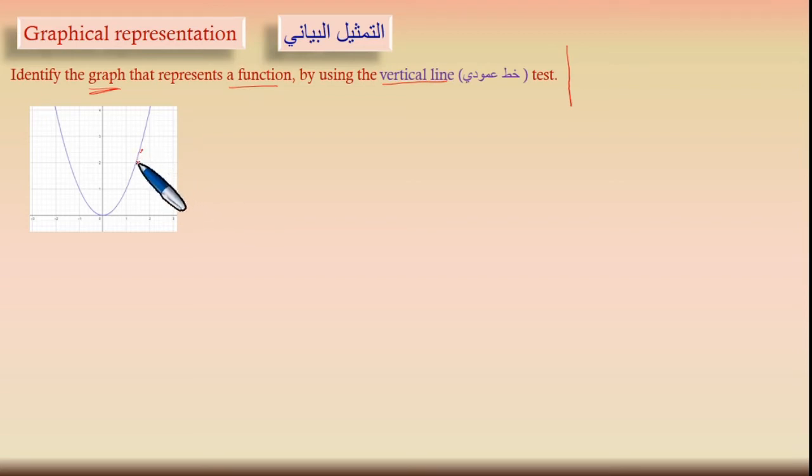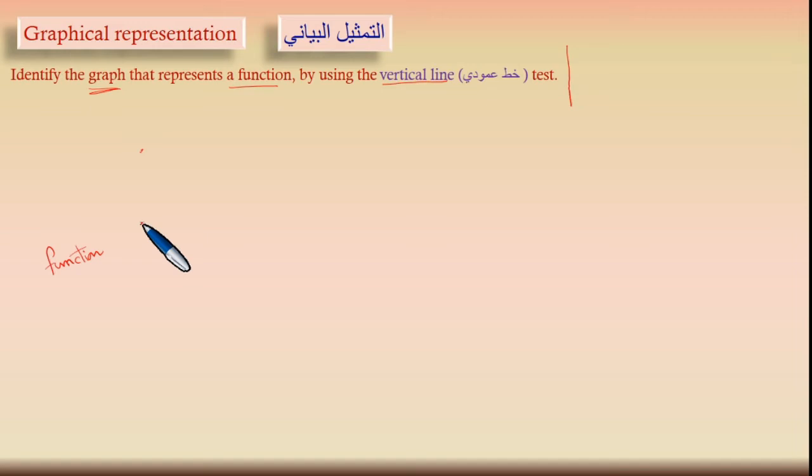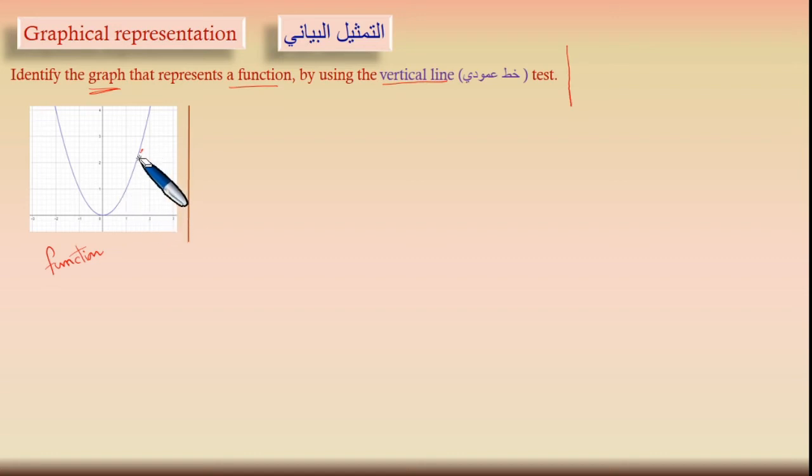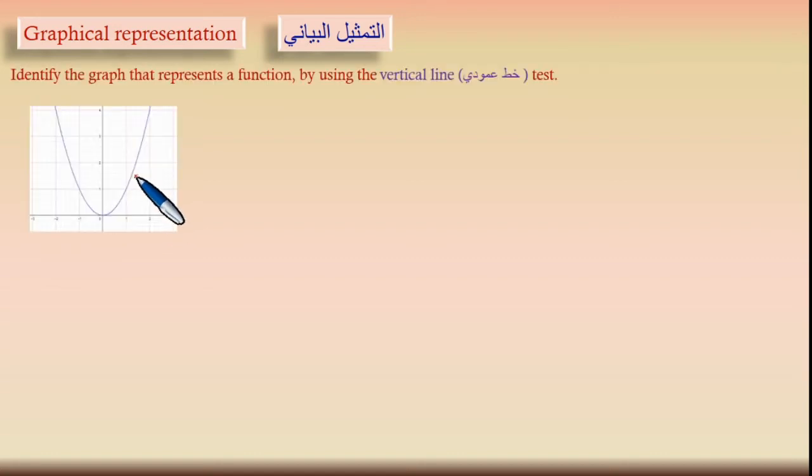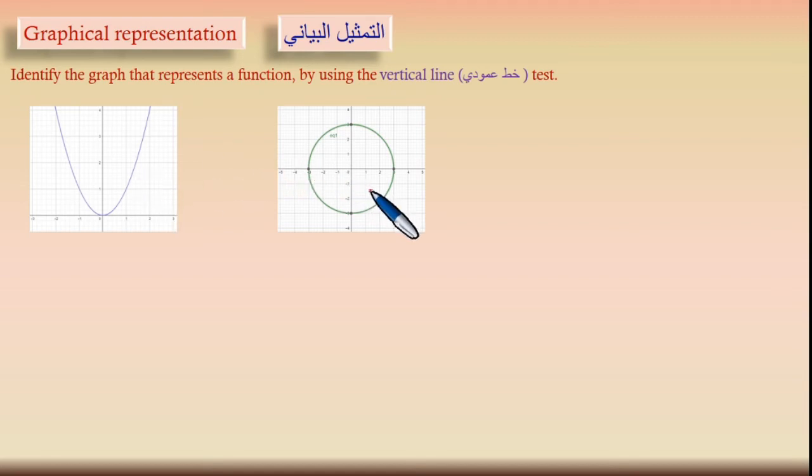If the vertical line is touching only at one point, then it is a function. You can check it. Just check it. It is touching only at one point throughout the graph, then it is a function. One more example you can see here. So this is another function.